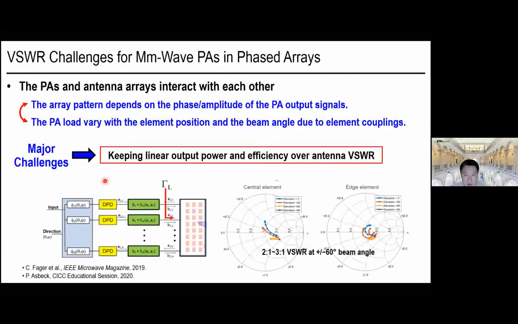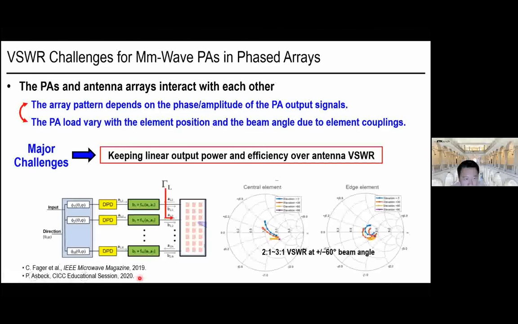Okay, so further, when we place the PAs in our practical transmitter arrays, we know that because of the unwanted coupling between the elements, each PA will actually see different loads, especially when we are doing beam steering. The load variations will also be beam dependent, right? The typical load variations can be as large as 2:1 to 3:1 VSWR in practice.